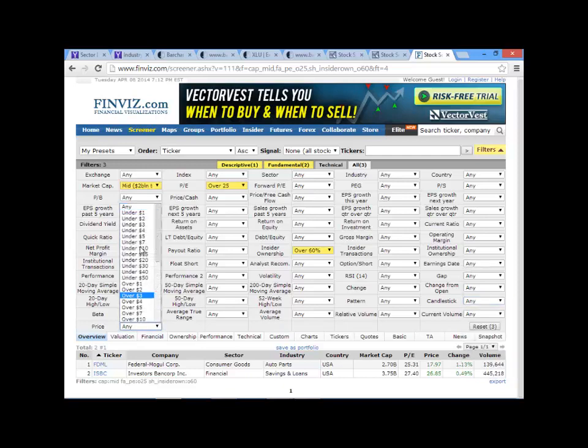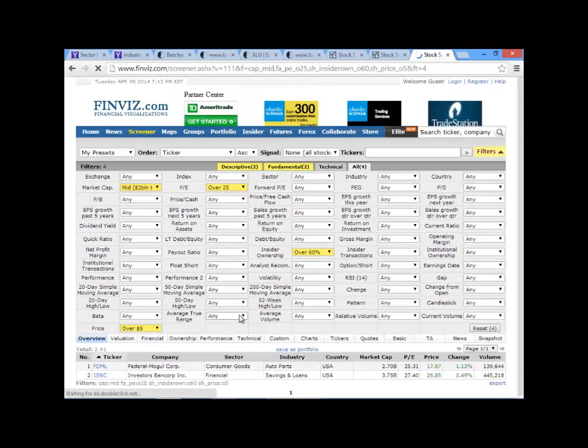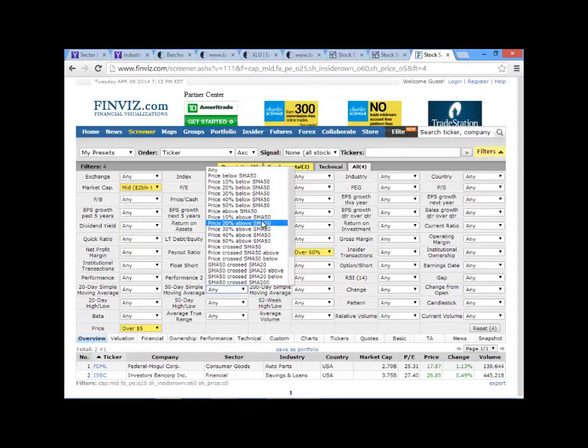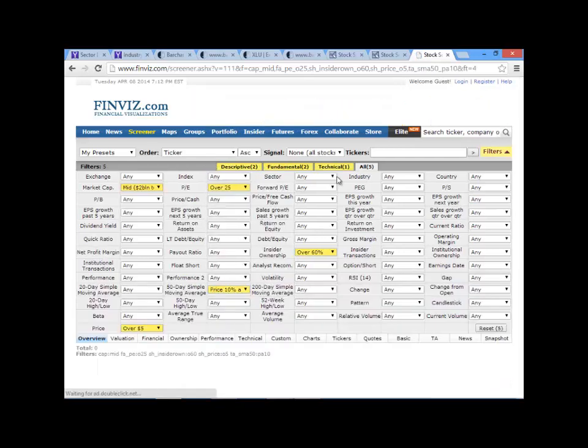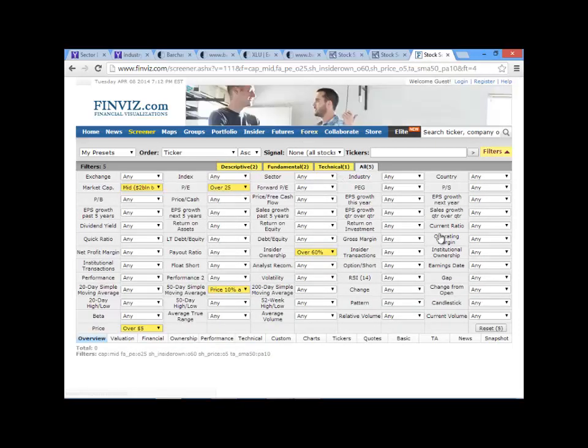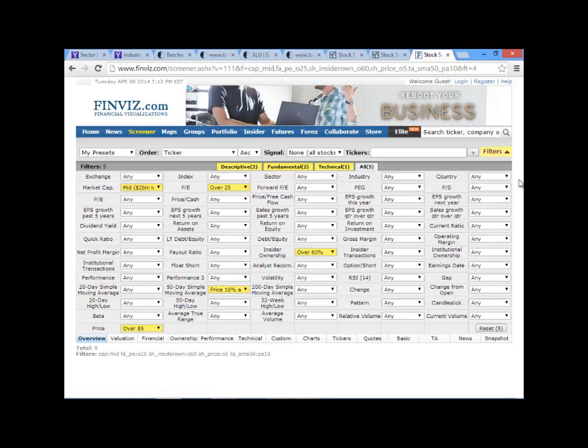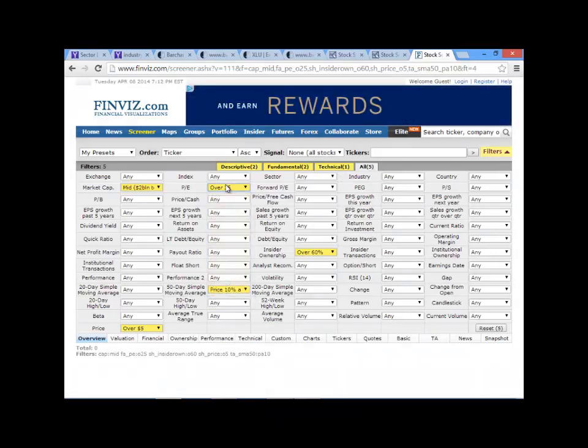So we want to do price that's over $5, and price 10% above the 50 MA. And I didn't find any stocks, so it's a really bad scan.